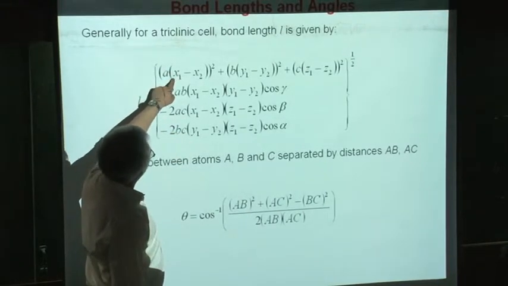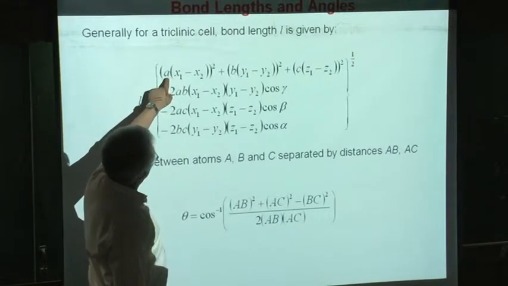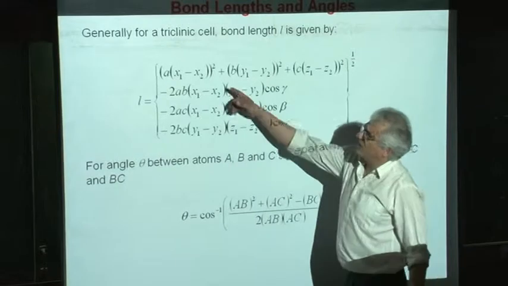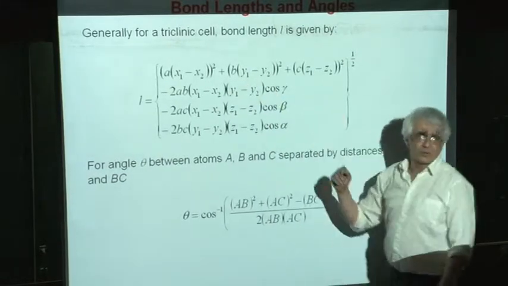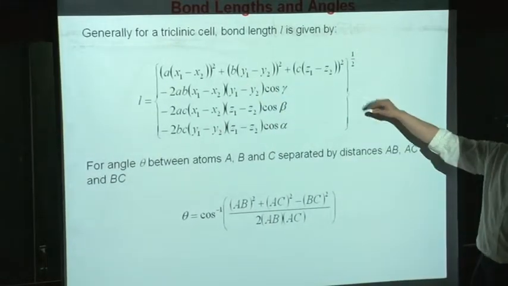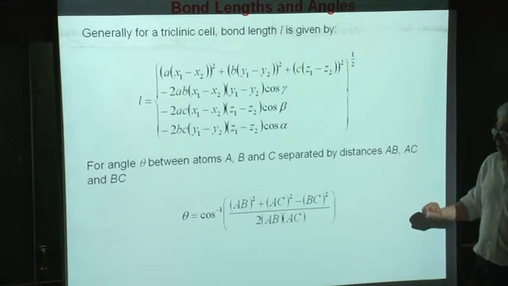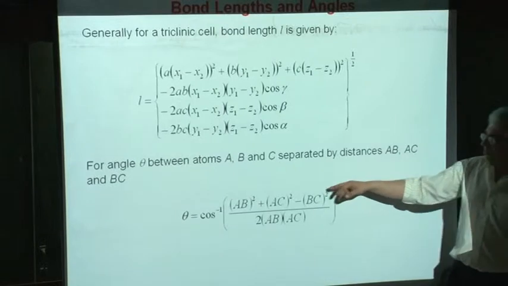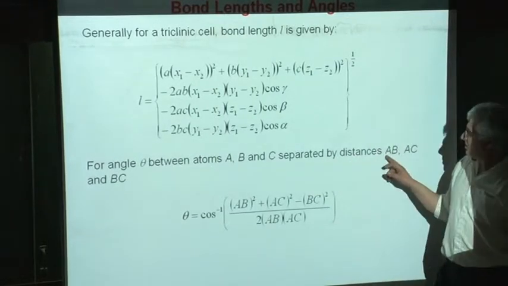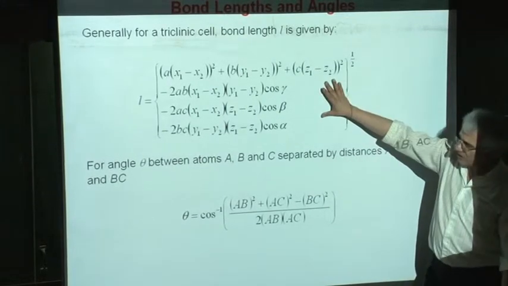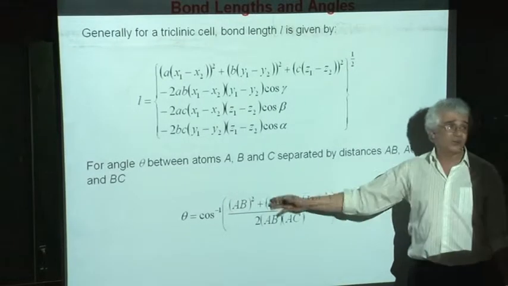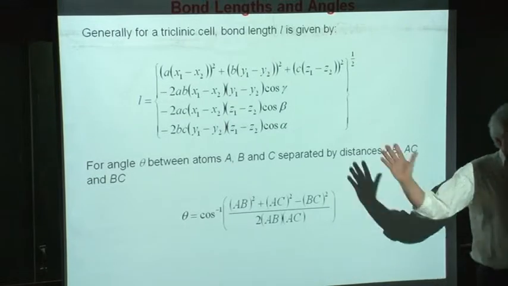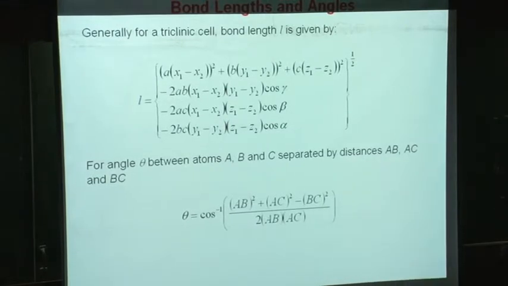Essentially, it's the difference between the A, B and C directions of the X, Y, and Z coordinates, squared. That's your distance, and then the angle between atoms A, B separated by distances. So you first need to calculate your distance, and then just use essentially triangle rules to work out your angles. That's how most programs work.